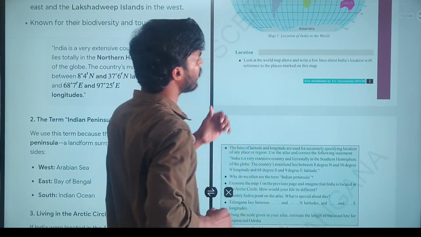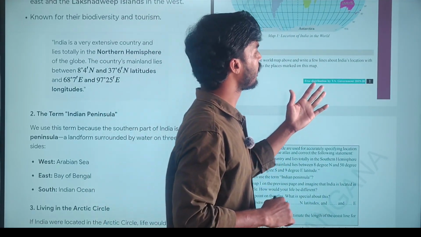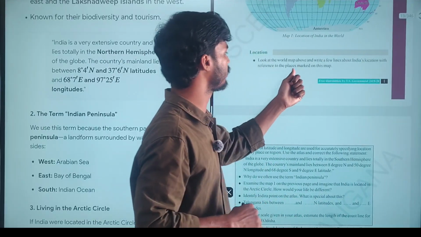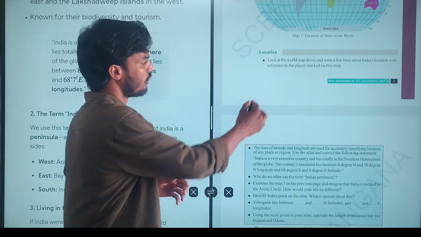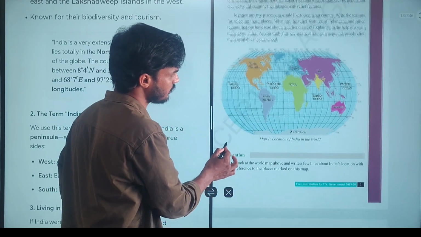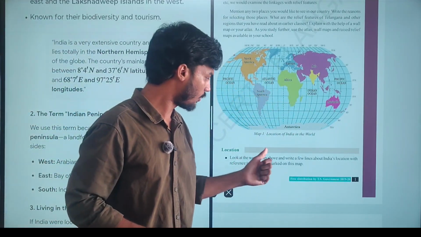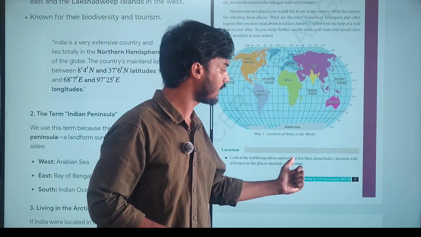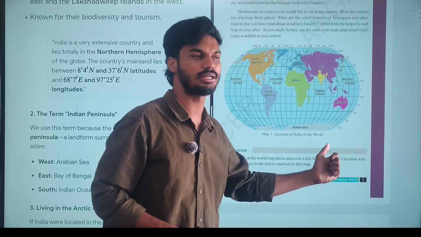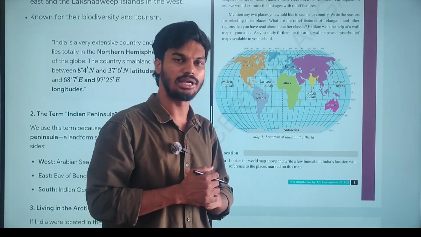Given the question: Look at the world map above and write a few lines about India's location with reference to the places on this map. Okay. Everyone, try to answer this question. It is our world map, right? Looking at your world map, write a few lines about India's location.